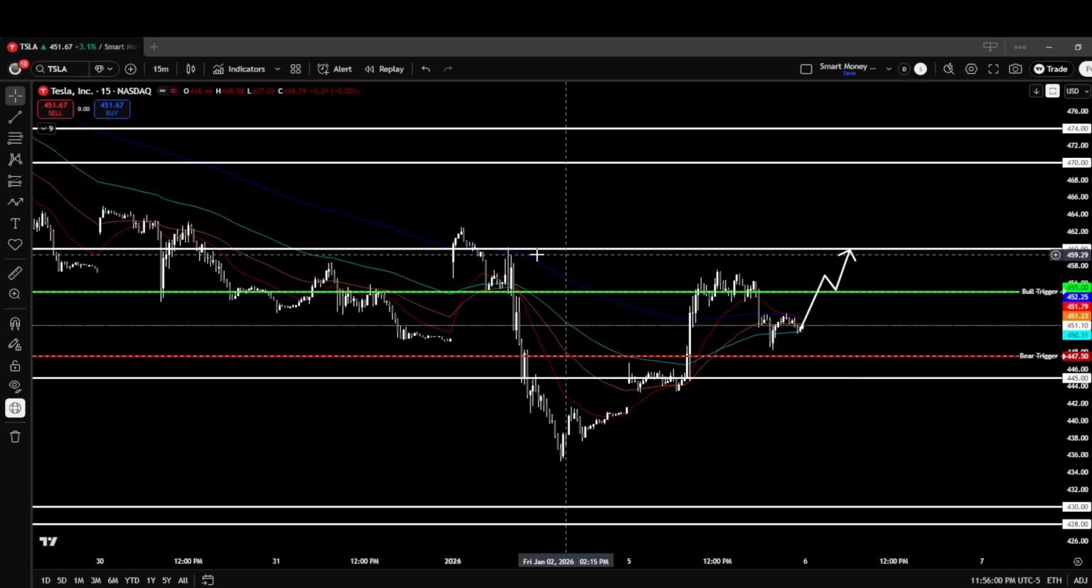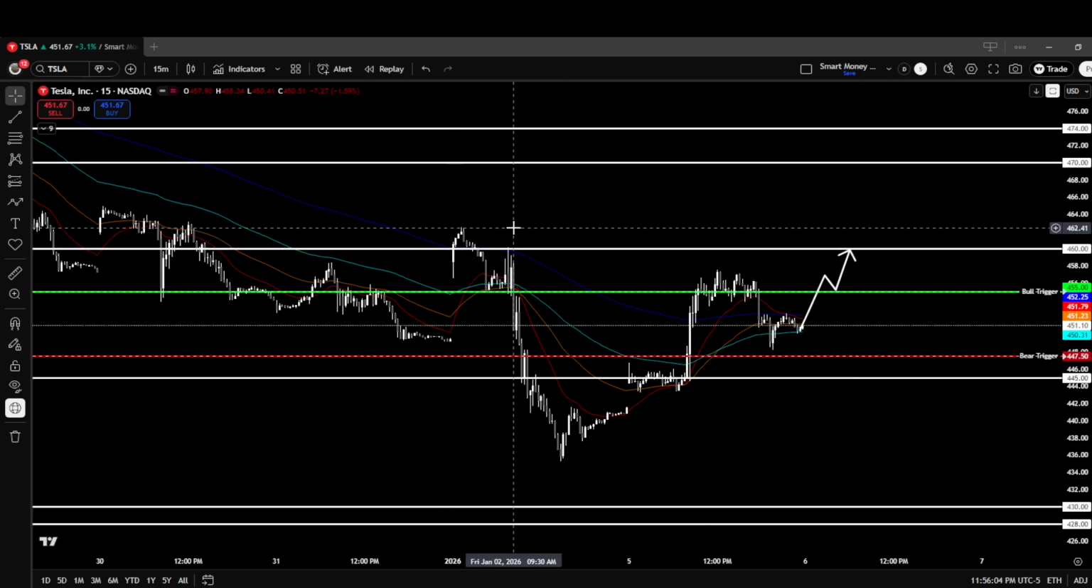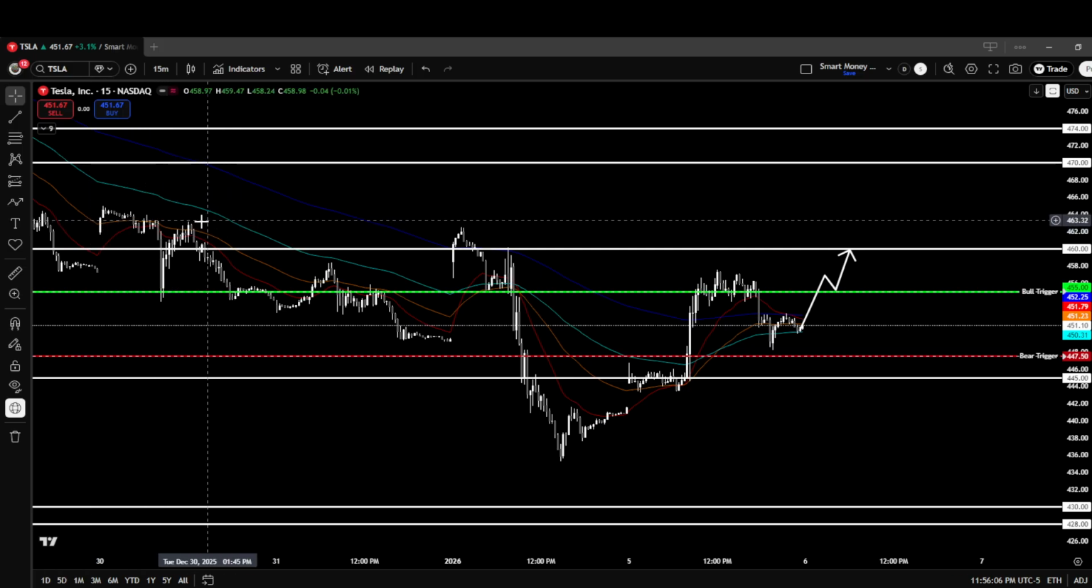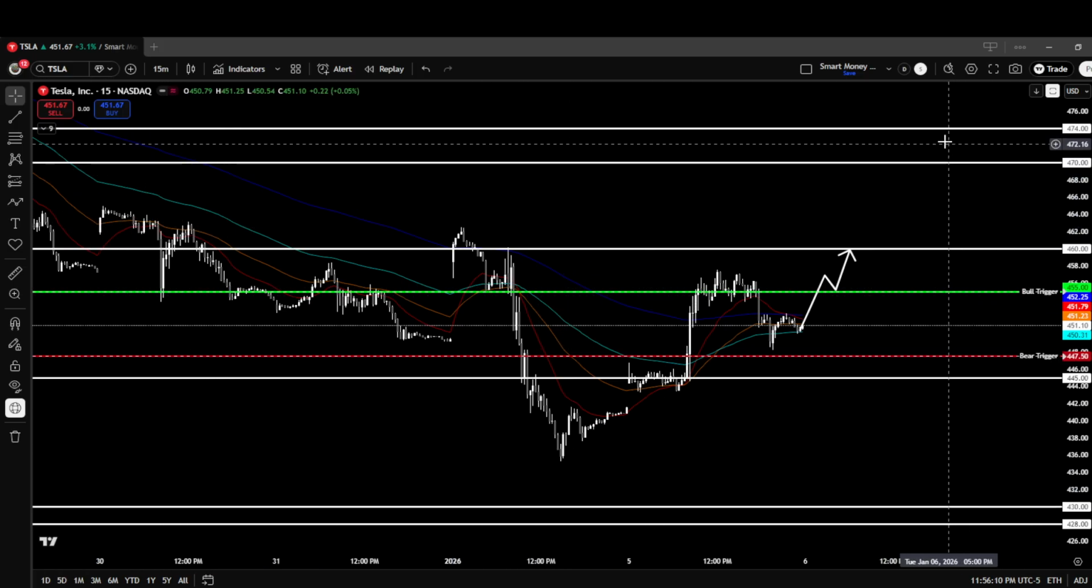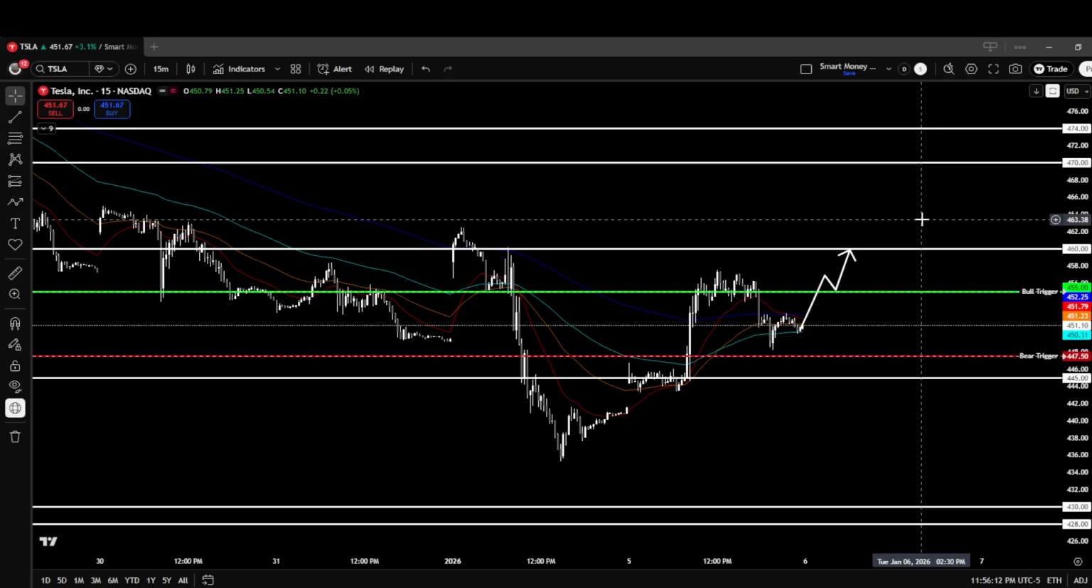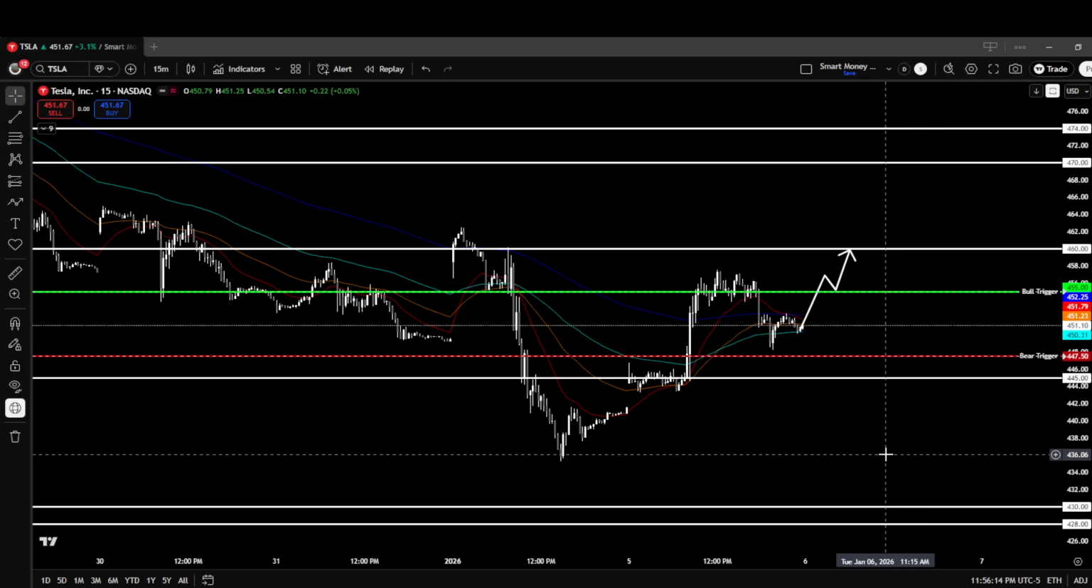Above 460, you can see again here, we are looking for a breakout above this liquidity, and there's previous liquidity back here as well. That would be acceleration potentially all the way up to 470. And then I'm looking for no more than a top of 474 for this week under current conditions.